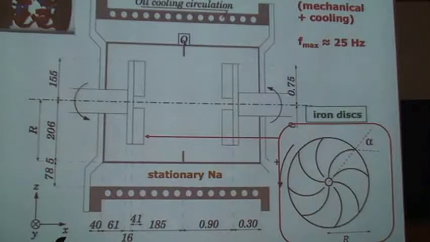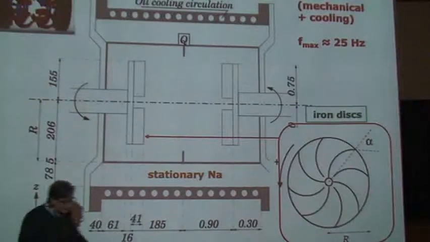And the last thing that I will discuss at length during this lecture is the fact that the discs are made of soft iron. Soft iron is a ferromagnetic material, and I will discuss this in great detail.